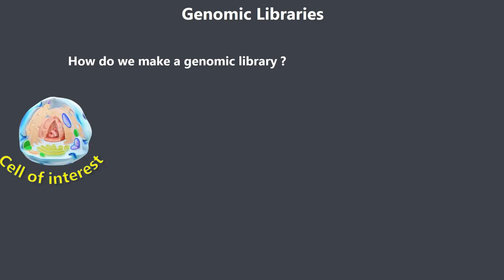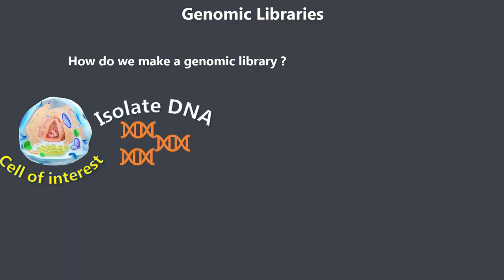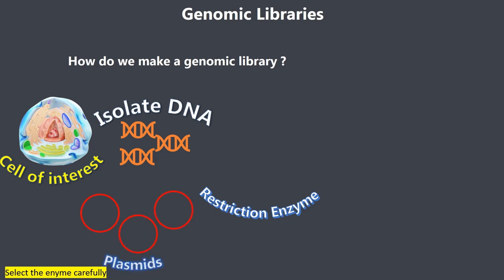Now let's have a look at how we make a genomic library. Well, in this case, we start off with our cell of interest. And the first thing we are going to do is to isolate all the DNA from the cell, because once we have the DNA, we are going to use the restriction enzymes to cut it into smaller ones. Then comes the plasmids.